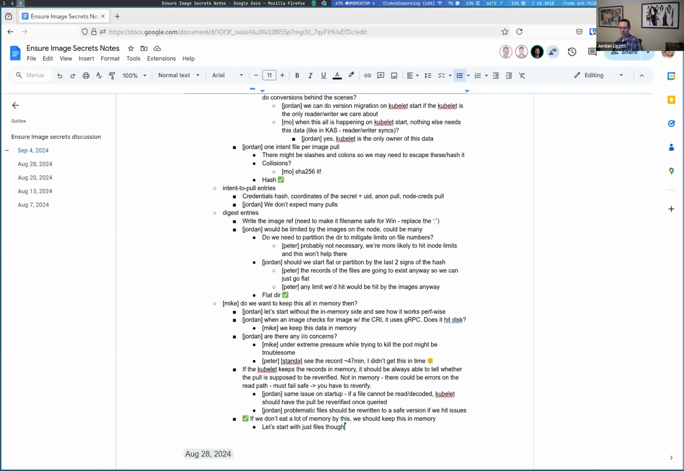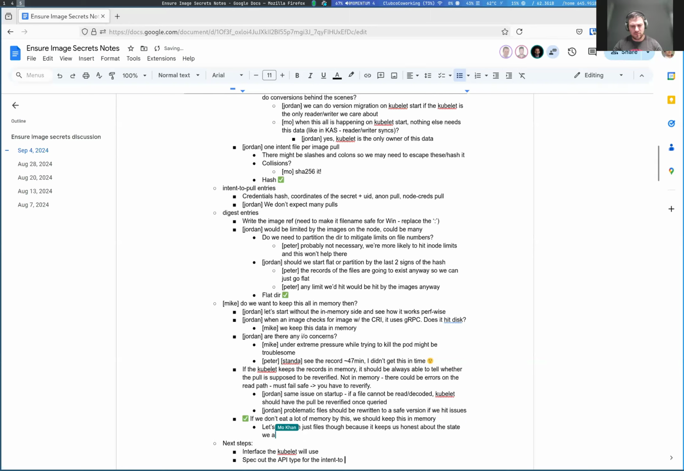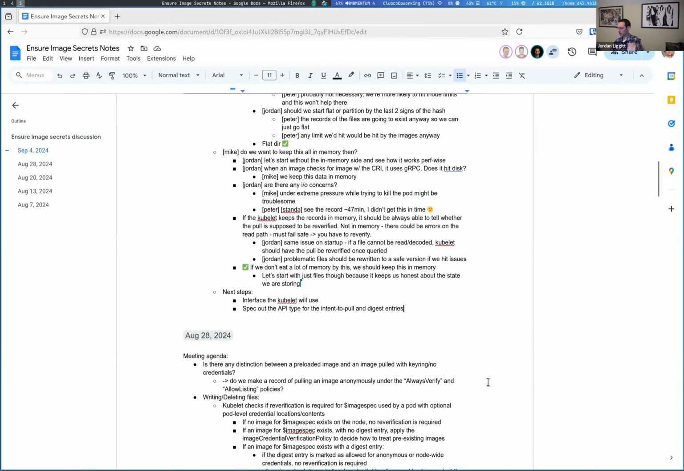Okay. So I think the next steps are the interface, coming up with the actual interface that the kubelet will use, and speccing out the actual little, for lack of a better word, API type. It's a tiny type for the intent to pull entry and for the digest entry. We had already done a sketch of the config options on the kubelet side. So in terms of surface area, that's the surface area: the interface the kubelet uses, intent to pull data, digest data, and kubelet config data.